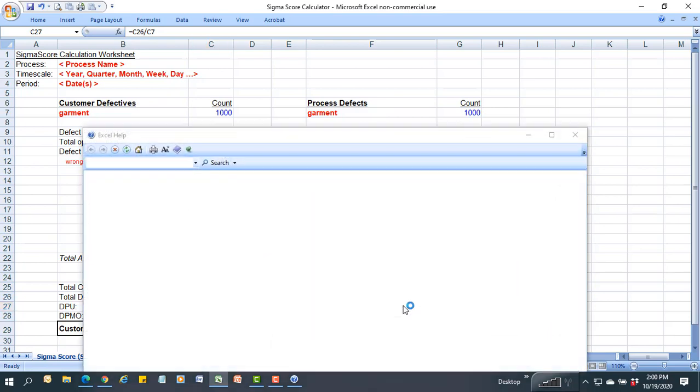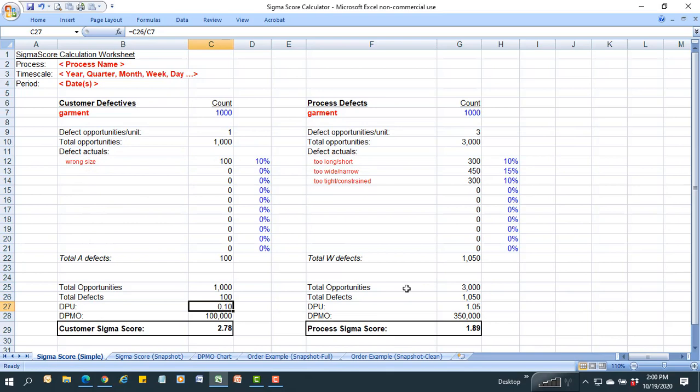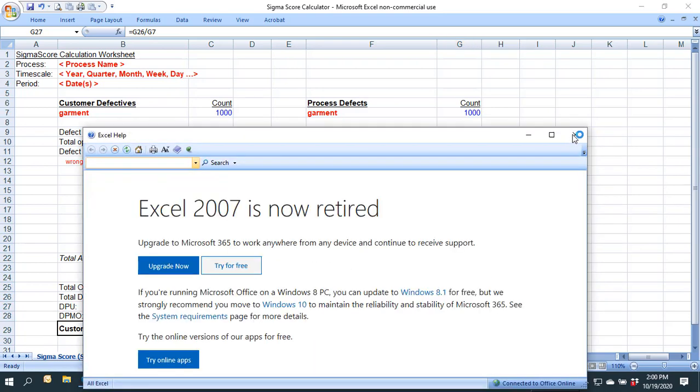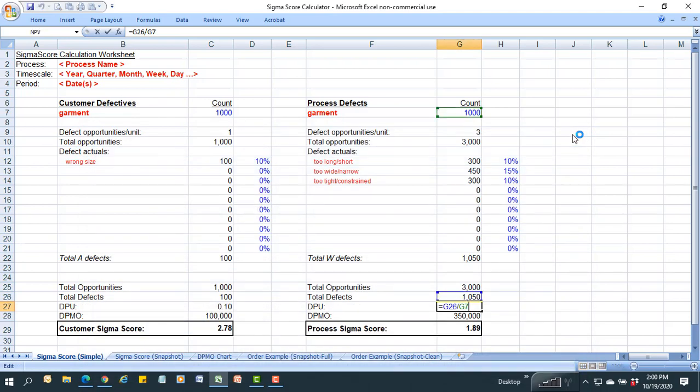On the supplier side, the defects per unit are over 1.05, because we have 1,050 defects divided by the 1,000 garments. We have more than one defect per unit. We actually have more defects being calculated than we have units. That's okay. So it's not good, but the calculations are correct.